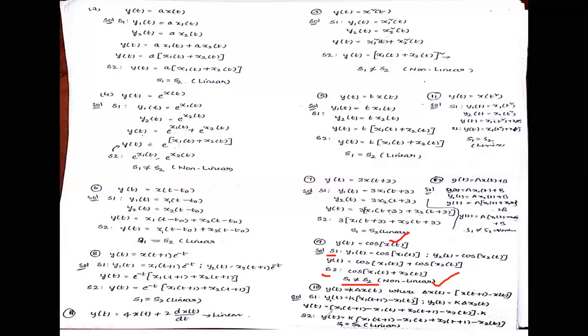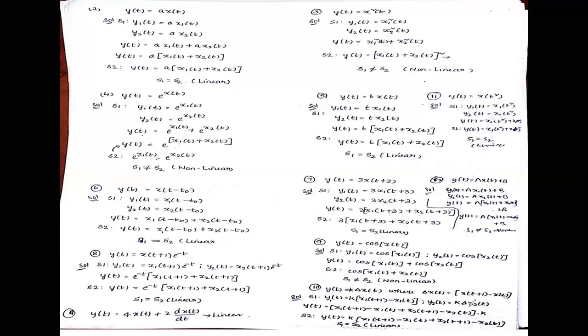10th one here, y of t is equal to k into delta of x of t, where delta x of t is equal to x of t plus 1 minus x of t. There is a function, my dear students, given as k into delta of x of t, a small change of the signal with amplitude k. What is step 1? y1 of t means k into delta of x1 of t. What is the delta x1 here? x1 of t plus 1 minus x1 of t.